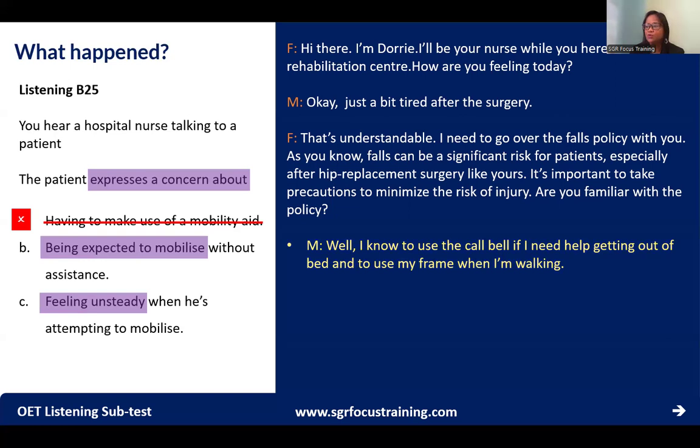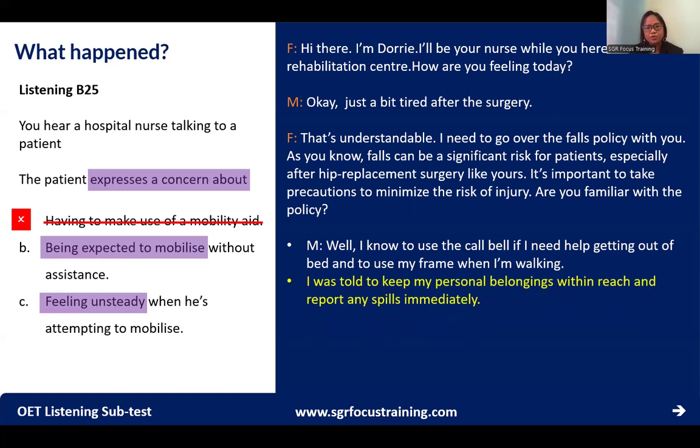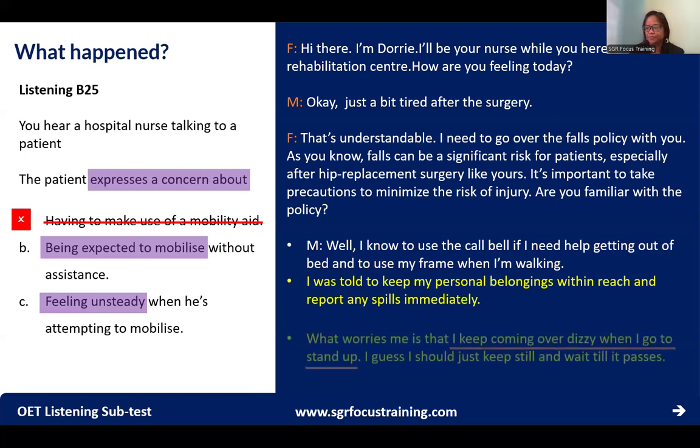So we continue listening. The patient then said, "I was told to keep my personal belongings within reach and to report any spills immediately." There's nothing in our option B and option C which requires talking about personal belongings. So that means we can then continue listening.